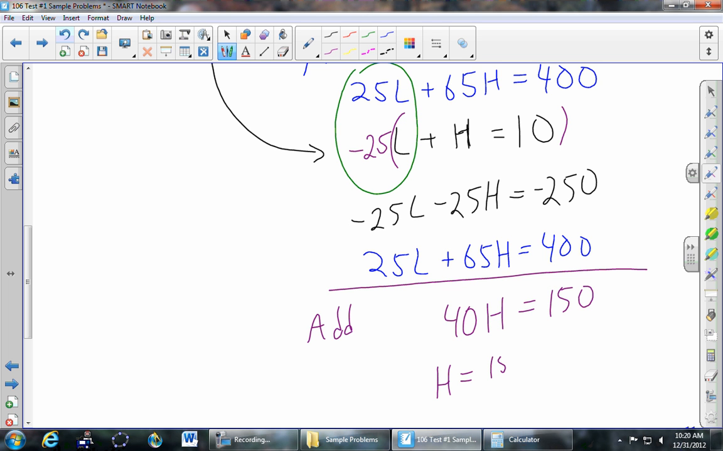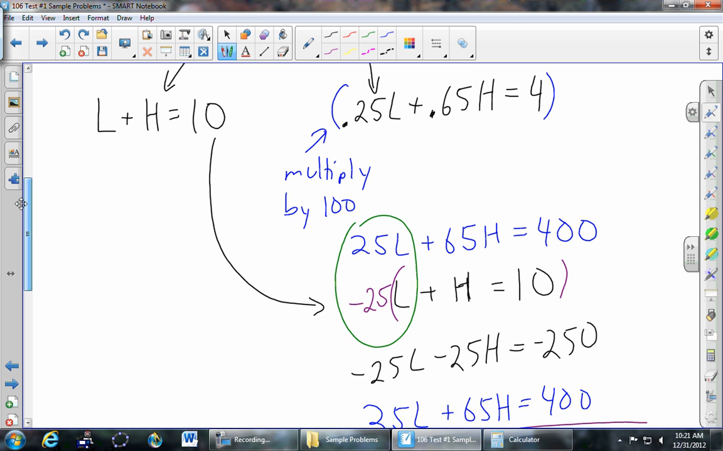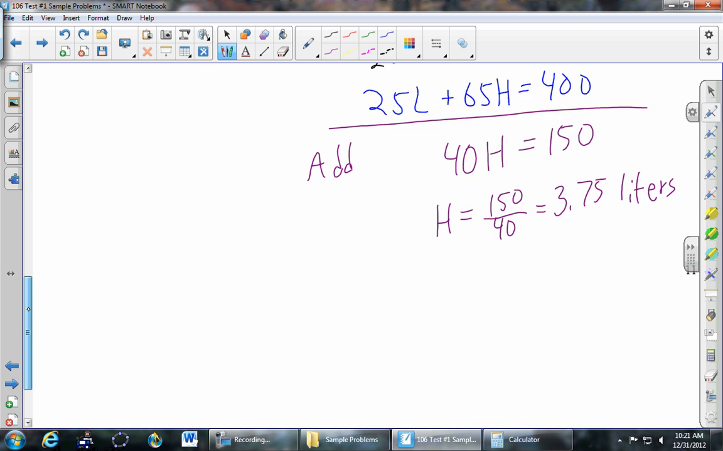So H is equal to 150 over 40. You can write that as a reduced fraction. Ultimately, I'm going to want a decimal here. You can type it in or figure it out based on the fraction. But we get 3.75 liters of the high solution. And then to figure out what L is equal to, we're going to want to go back to one of our original equations. So we had the 2 of them right up here in black at the top. The simpler looking one is the one on the left. Let's use that one. It says L plus H is 10.